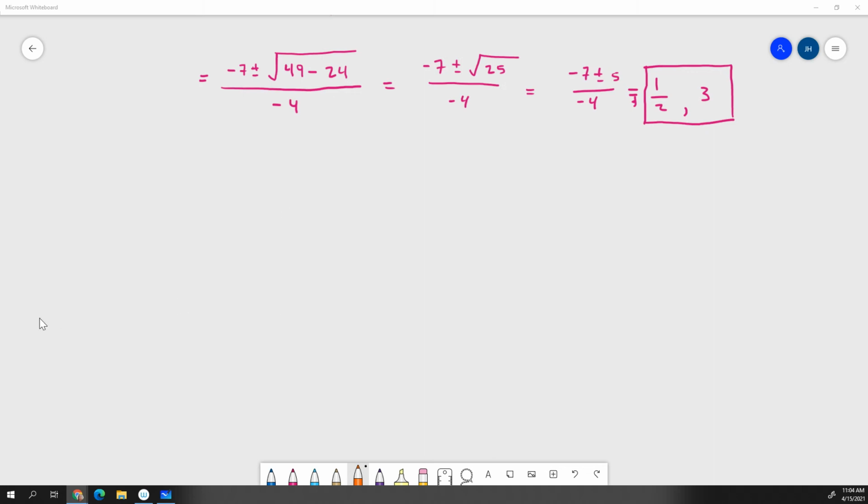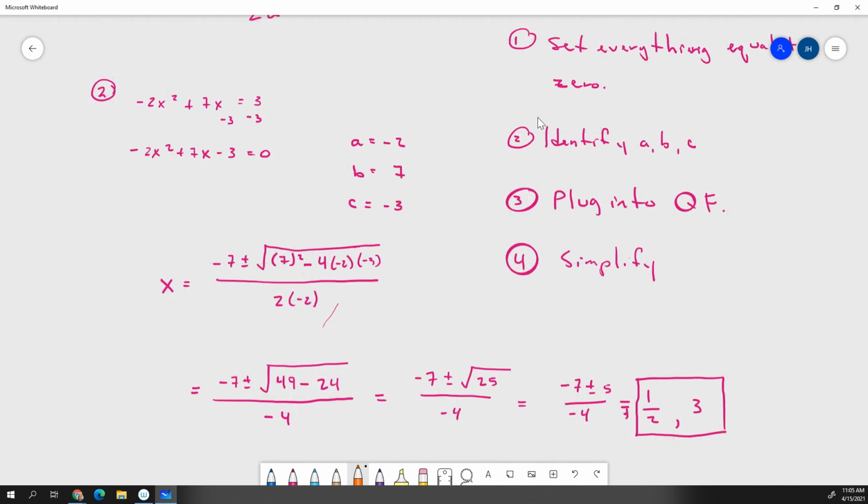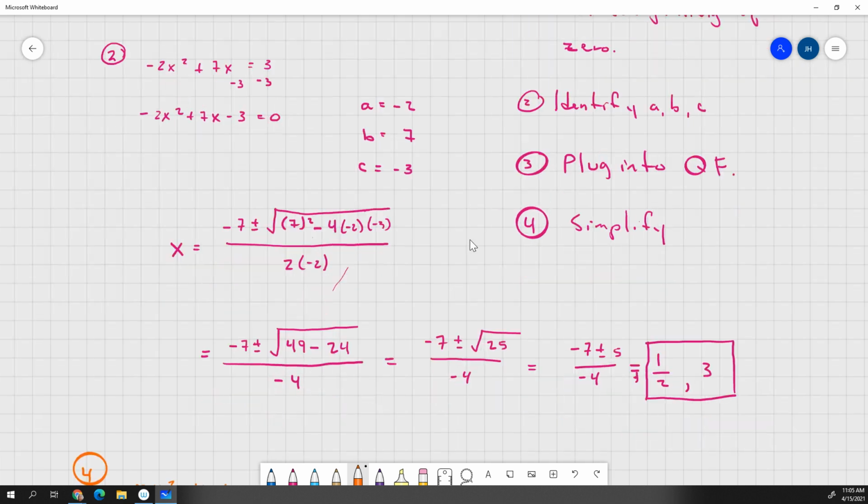All right, so the next one that we're doing is number 4. And that is 13x squared minus 16x equals x squared minus x. And so we're going to have to start with the same step 1, right? Which is to set everything equal to 0.